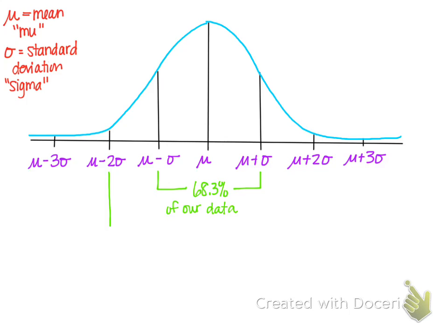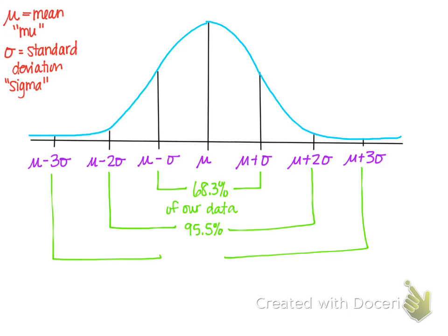The next interval we want to talk about is if you subtract 2 times the standard deviation and if you add 2 times the standard deviation. Between these two values, we have 95.5% of our data. And then the next one, we have 99.7% of our data. We're going to use these percentages over and over. You have to memorize these. I apologize.